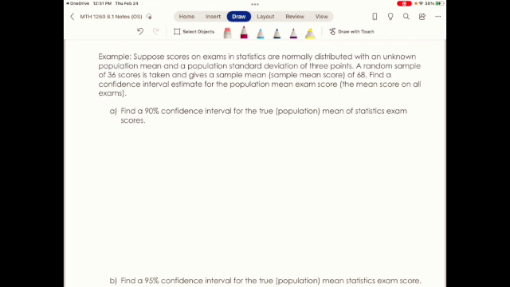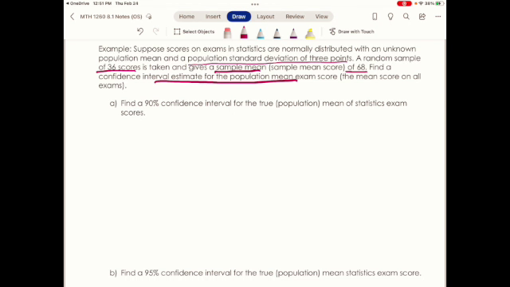Suppose scores on exams in statistics are normally distributed with an unknown population mean and a population standard deviation of 3 points. A random sample of 36 scores is taken, and it has a sample mean of 68. We want to find a confidence interval to estimate the population mean for exam scores. And that's for all exam scores, because we're trying to estimate the population mean. Part A says find a 90% confidence interval for the true population mean of the statistics exam scores.